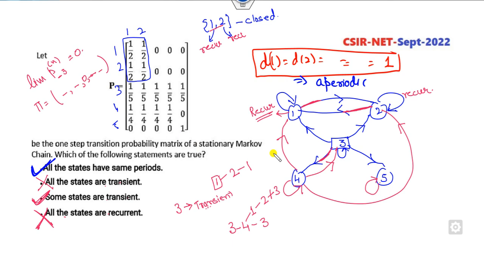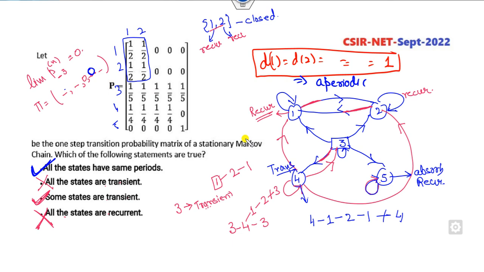If you want to check whether the 4th is transient or not, start from 4: you go to 1, 1 to 2, 2 to 1 only is possible, but you can never come back to 4. So 4 is also transient. So it means the stationary probability will also be 0 here. Similarly for 5, from 5 you go only to 5, so this is absorbing, or you can say it's recurrent. So these two values will be 0, and the rest you can find as well.